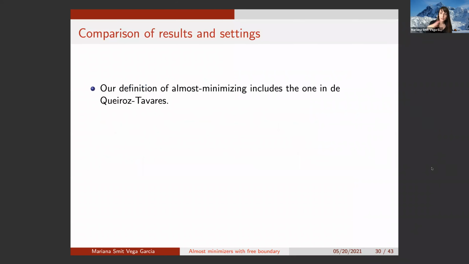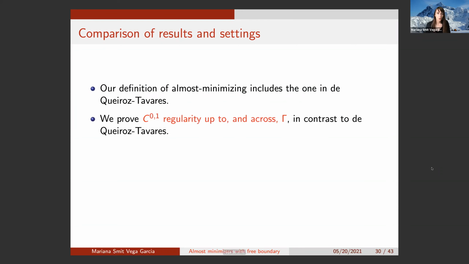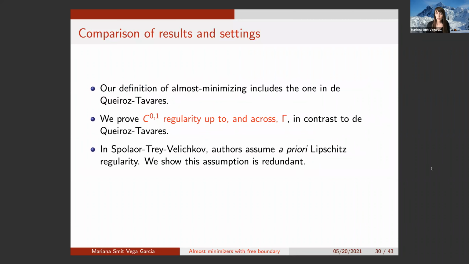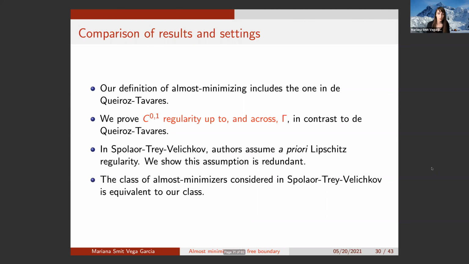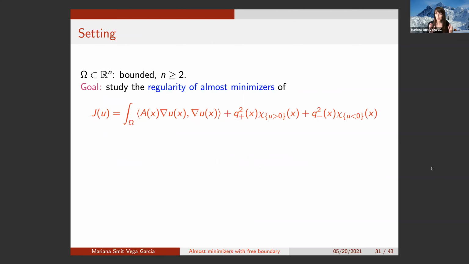And let me maybe compare and tell you a little bit more about all of these papers that are discussing almost minimizers. Initially there was the De Queiroz-Tavares. Our definition of almost minimizers is slightly different than theirs, but includes theirs. We prove Lipschitz regularity up to and across the free boundary, in contrast to the work of De Queiroz-Tavares. In the paper of Spolowar, Trey, and Velishkov, they assume that the almost minimizers are a priori Lipschitz because their goal is to show what is the regularity of the free boundary. We show that this assumption is not needed, as we can prove that they are Lipschitz. And the class of almost minimizers considered in their paper doesn't look like the same as ours, but it is equivalent. So let me tell you what we actually have done and what is our definition of almost minimizers.